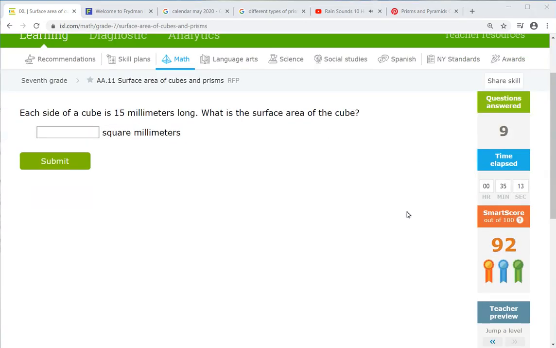Each side of a cube is 15 millimeters long. What is the surface area of the cube? So this time, you got to be careful. In the last problem, they gave us the total surface area, and we had to find the length of each side of the cube. In this question, they gave us the length of each side of the cube, and we need to find the surface area.